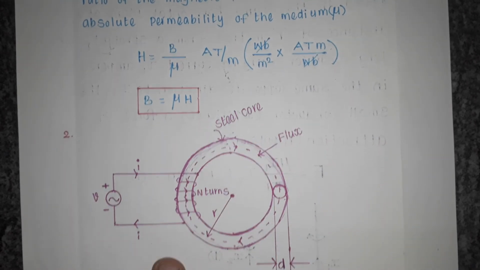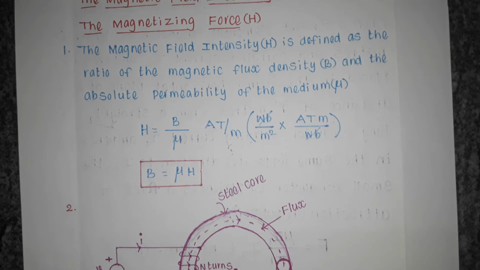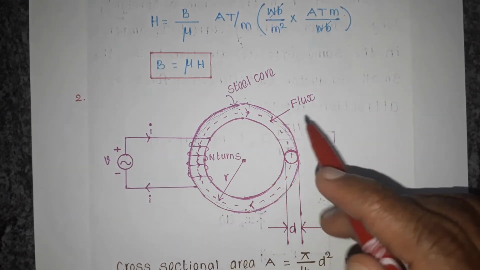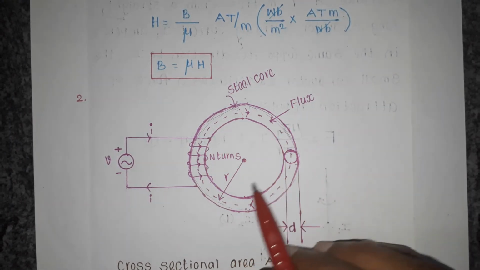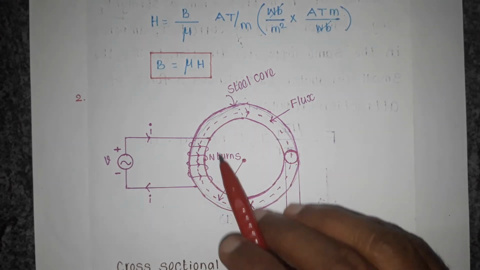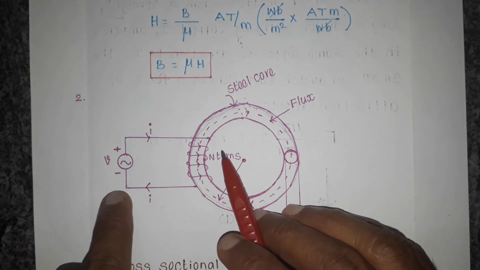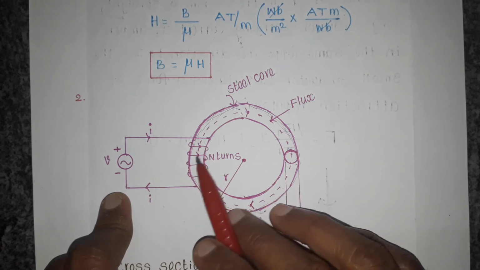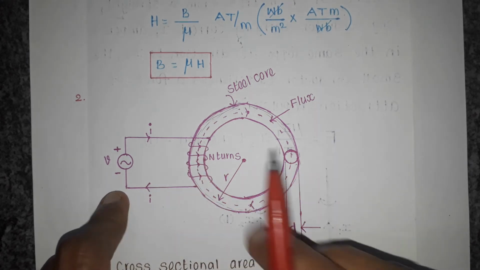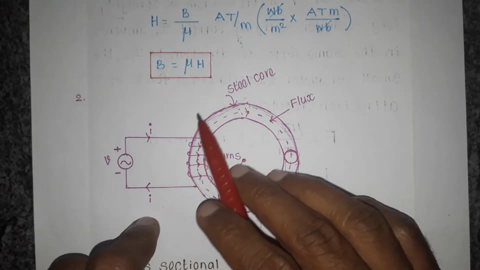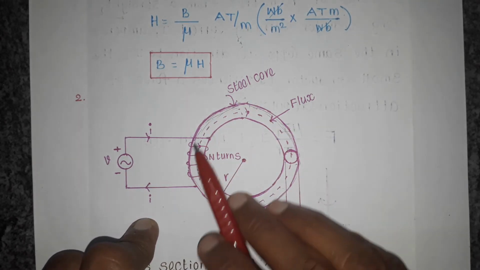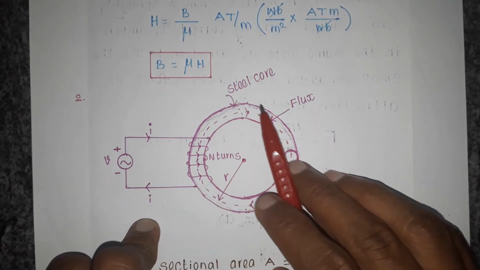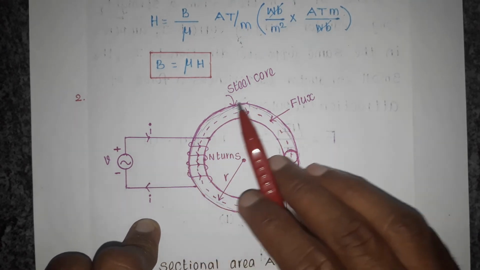The other way of defining this magnetic field intensity H or magnetizing force H is, taking a ring like this, which is a magnetic material that passes the magnetic flux. Here there is a winding, and this winding is connected to a voltage source, so that there is a current in this winding. Current flows in this direction. Hold the coil such that the four fingers give the direction of the current, and the thumb gives the direction of the flux. So flux passes in this magnetic material. Here I am using a steel core. Steel is a good conductor for the magnetic flux, so magnetic flux passes in this steel core.